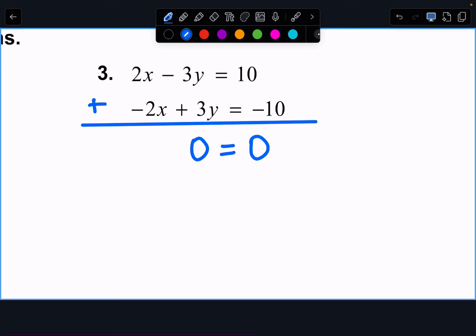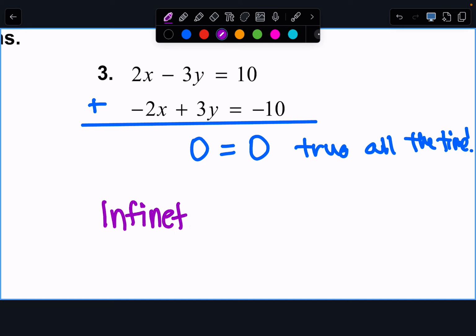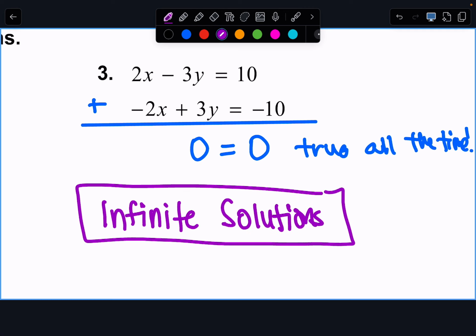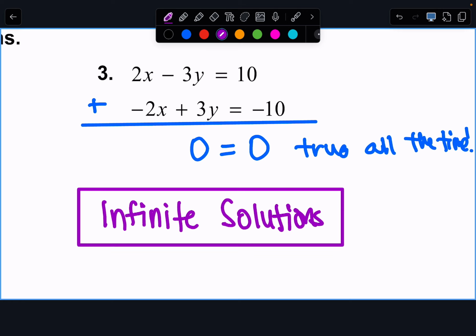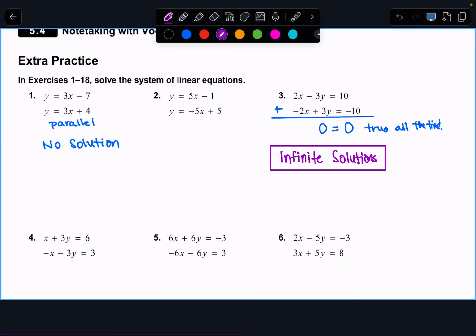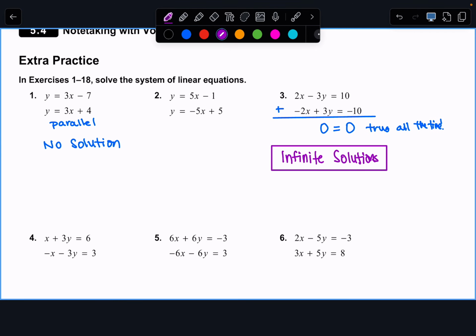Okay, so I have a question. How often does 0 equal 0? All the time. This is a true statement. All the time. So our answer is infinite solutions. You can write that or use the infinity sign.